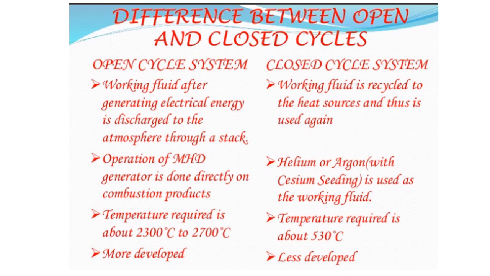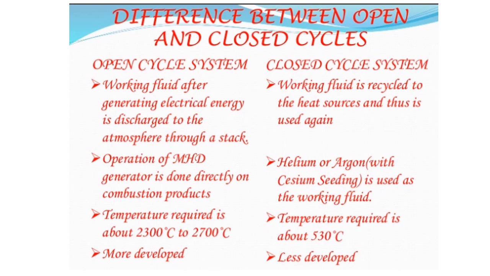Second point, the operation of MHD generator is done directly on combustion products. In closed cycle, helium or argon with cesium seeding is used as a working fluid. So here we are actually using liquid metals. The temperature required in an open cycle is 2300 to 2700 degrees Celsius. In closed cycle, temperature required is just 530 degrees Celsius, because as we are using a liquid metal, it has a very high electrical conductivity. Open cycle is more developed, closed cycle is less developed because of its operational difficulties and constructional difficulties.